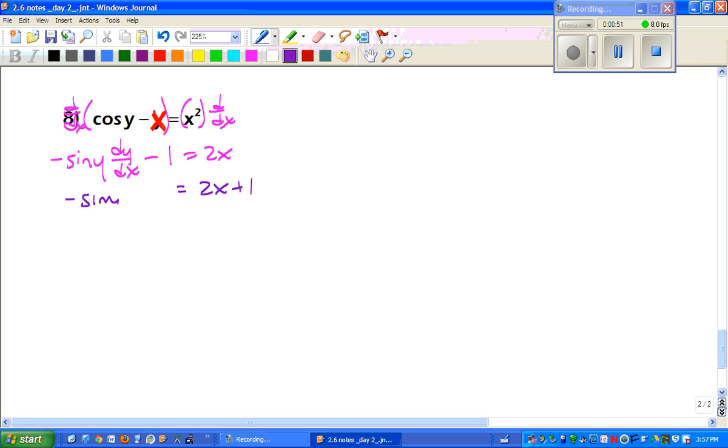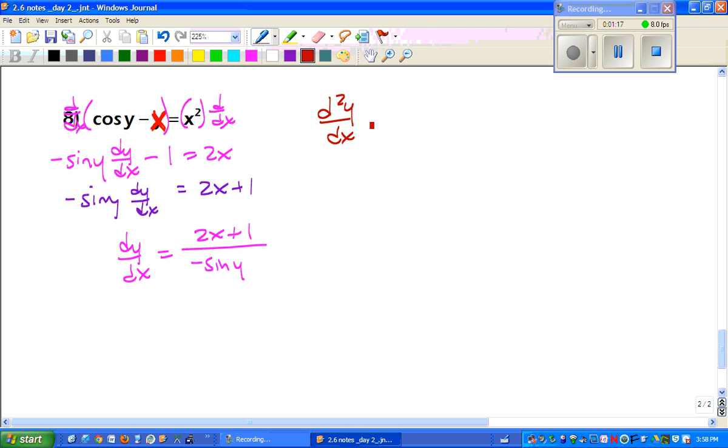And we have opposite of sine of y times dy dx equals 2x plus 1. I want to get the dy dx by itself, so we're going to divide both sides by negative sine of y. So we have 2x plus 1 divided by negative sine of y. So that's our first derivative. We need to go ahead and find the second derivative from that.